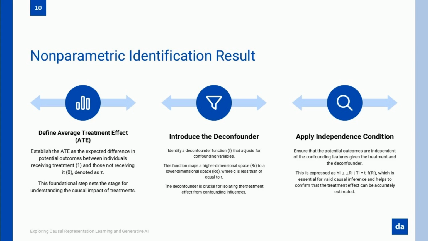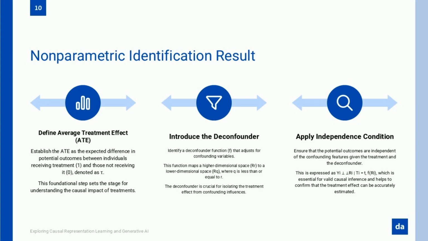To solve this, we introduce a deconfounder. Think of this as a filter that helps us isolate the true effect of the treatment. Instead of just looking at raw treatment effects, we first adjust for hidden biases by summarizing all the possible confounding influences into a single, more manageable representation. This ensures that we are comparing apples to apples, not apples to oranges.